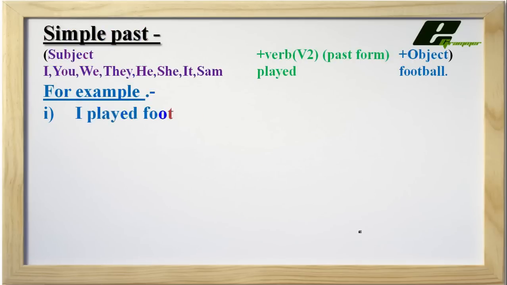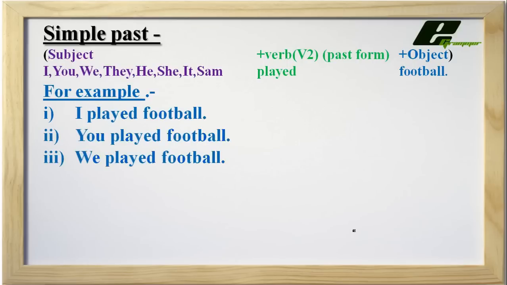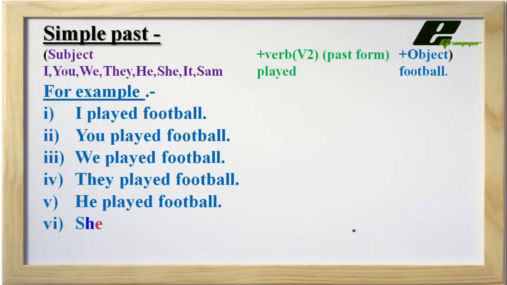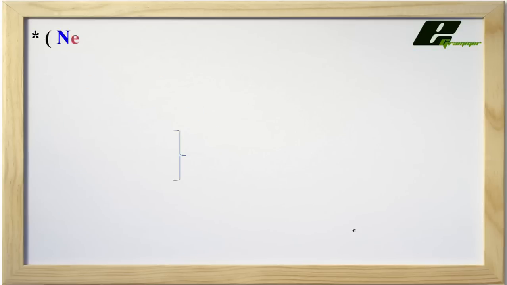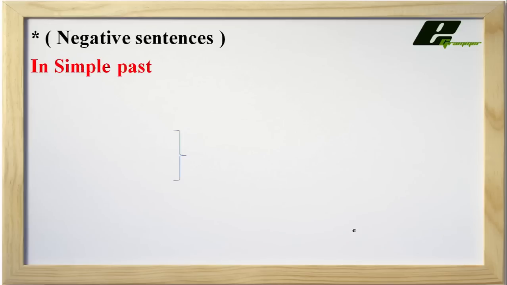Now take a look at some examples for this so you get it much better. For example, I played football, you played football, we played football, they played football, he played football, she played football, and Sam played football. It means this action had happened in the past and we're talking about that particular action at a particular time. Understood? Now see some negative sentences in simple past tense.